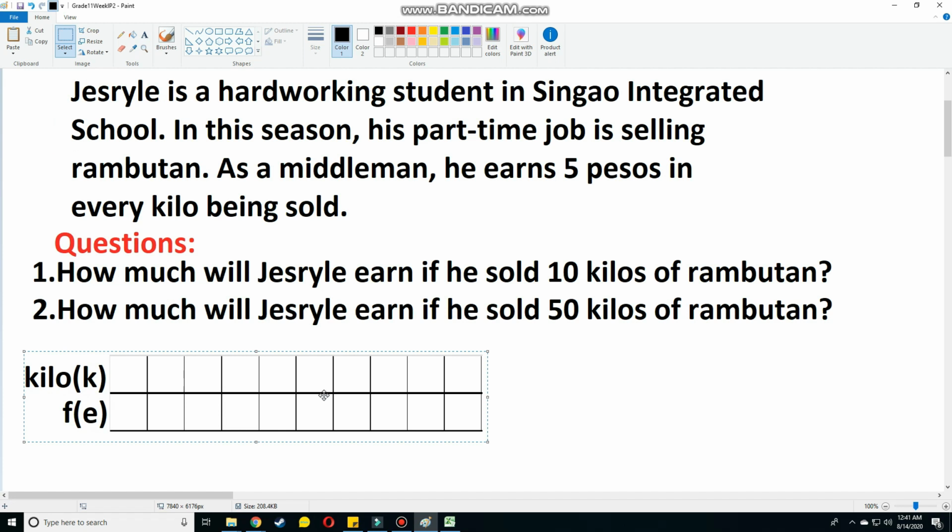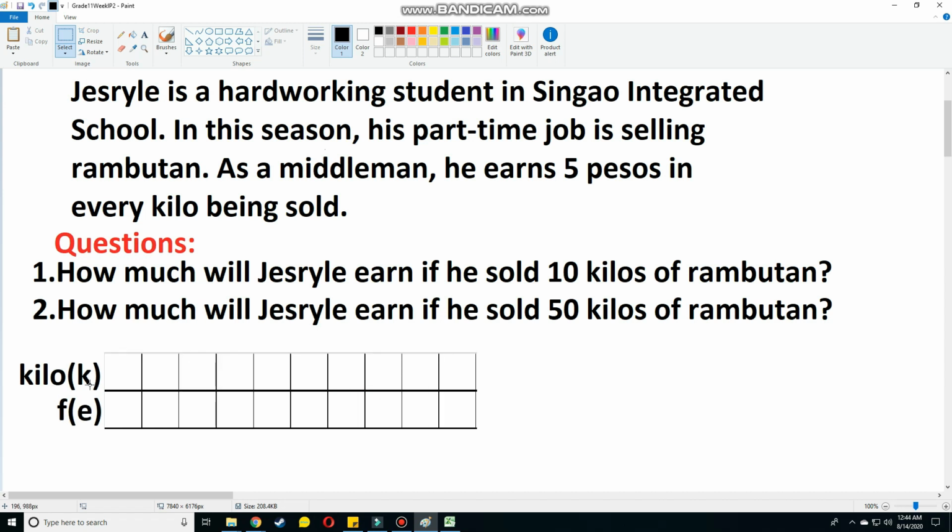Okay, so we let K for the kilos that are being sold, and the F of E is for his earnings. Okay, so look into our table of values. K here is our input. This is our domain as well as our independent variable. And E here, the F of E, is our output, our range, and our dependent variable. Now let's fill in our table of values.